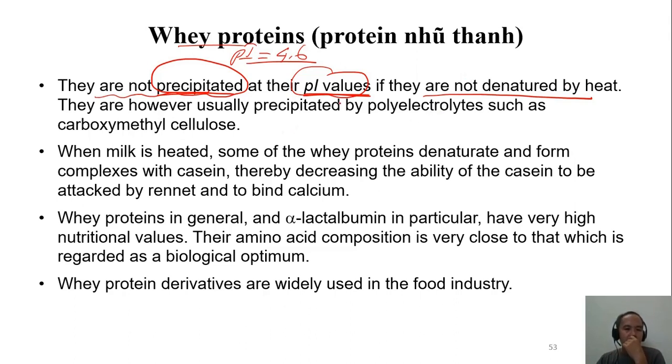But when we heat them, when they are denatured, then they may precipitate. Okay, if you study food chemistry, you know that at the pI value of a protein, the solubility will be minimum. The solubility is minimum means that they tend to precipitate. Okay, but for whey protein, they are not.